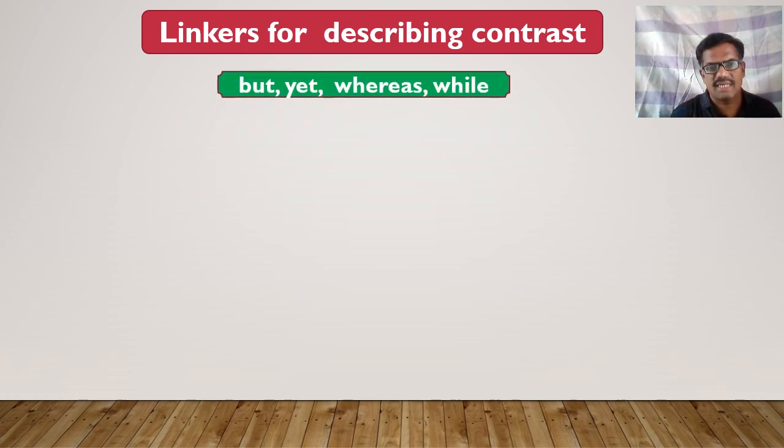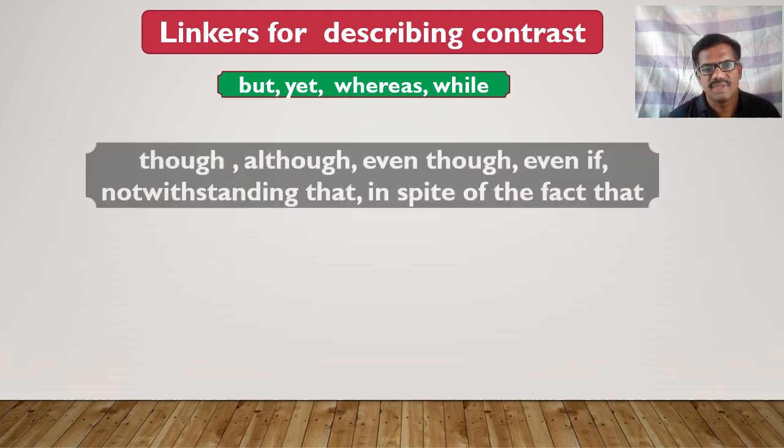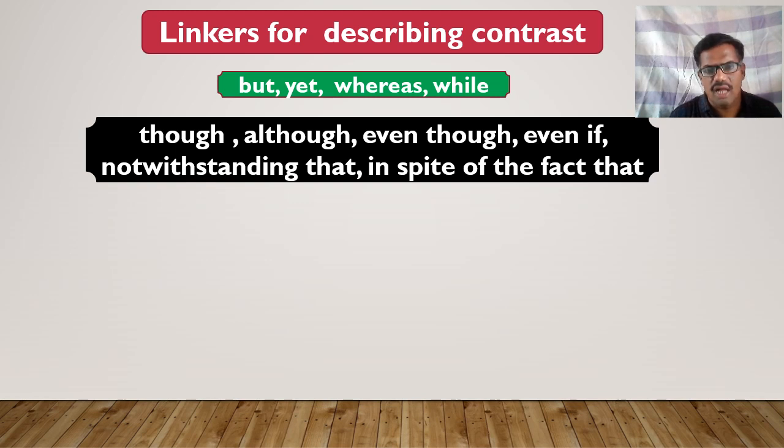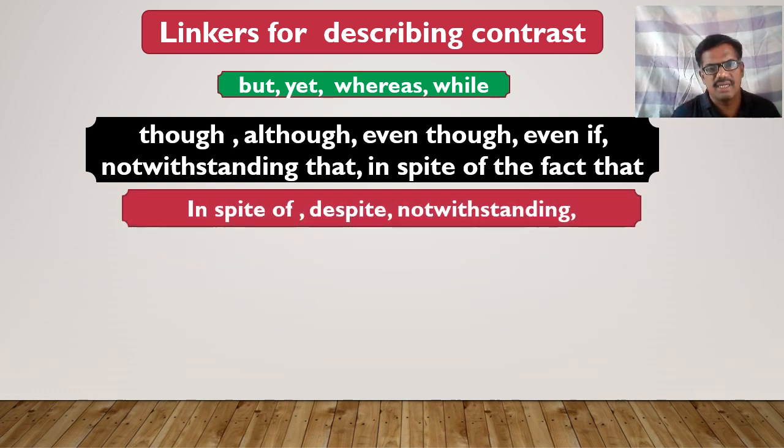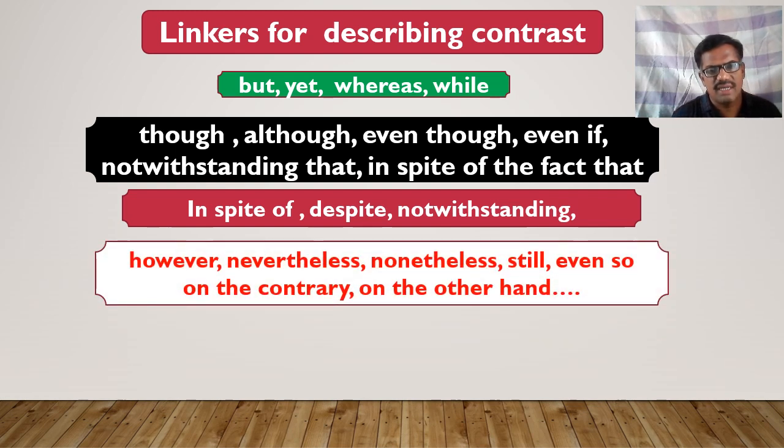They include but, yet, whereas, while. These are the coordinating conjunctions. Next set, though, although, even if, notwithstanding that, in spite of the fact that. These are the subordinating conjunctions. In spite of, despite, notwithstanding. These are the prepositions or phrase prepositions. However, nevertheless, nonetheless, still, even so, on the contrary, on the other hand, etc. are the conjunctive adverbs. So these are the different linkers that can be used for description of contrast.